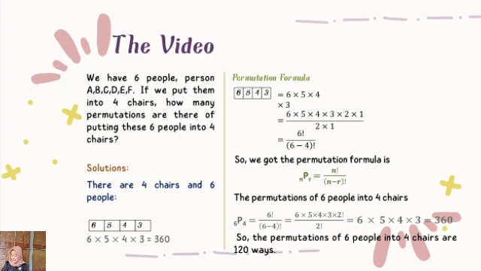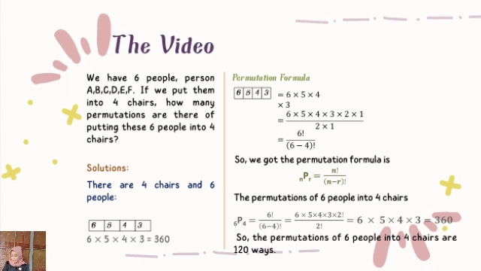So we have the permutation formula: 6 factorial over open bracket 6 minus 4 close bracket factorial. So we got the permutation formula: the number of r-permutations of n equals n factorial over n minus r factorial.